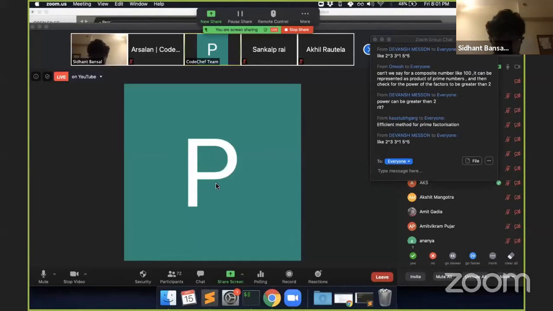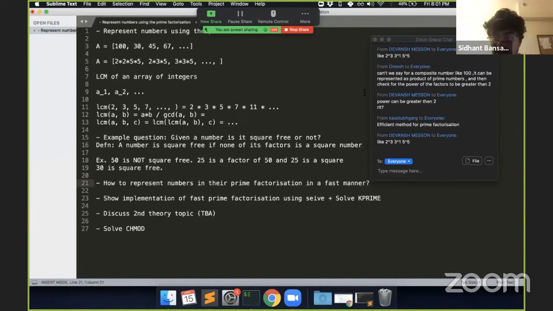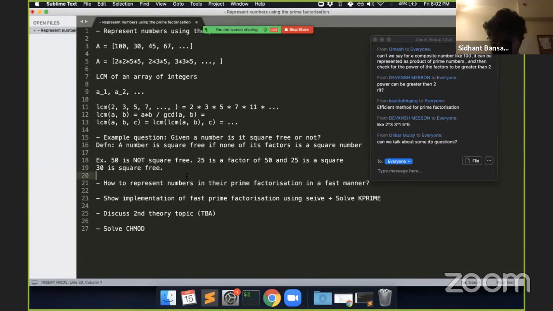How to represent them? Okay, so now we discussed all these methods, and in all these methods, we had this thing that we can represent numbers fast in their prime factorization. Okay, so you can see my screen, right, guys?